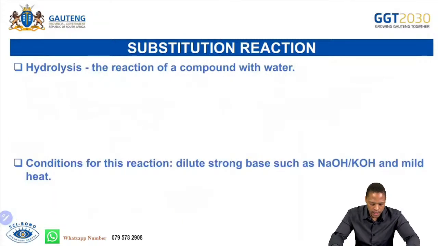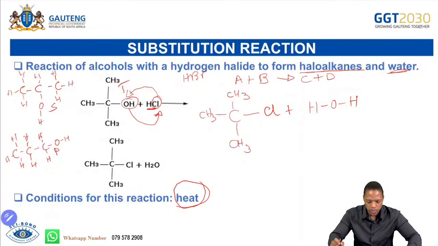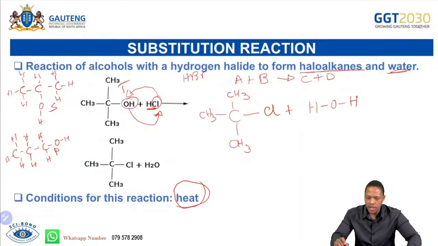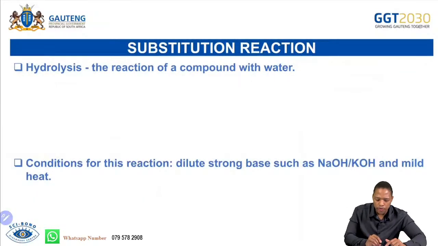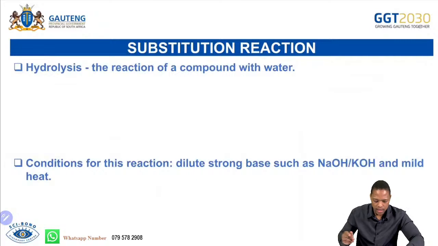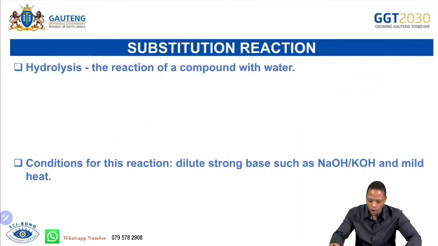Right, let's look at the last one there, hydrolysis. Hydrolysis is the reaction of a compound with water. For us specifically, hydrolysis is going to be the reverse of the reaction we just had. Here we were forming a haloalkane from alcohol and hydrogen halide. In hydrolysis, we are going to be forming an alcohol from a haloalkane. Hydrolysis is broad, it's just reacting a compound with water.